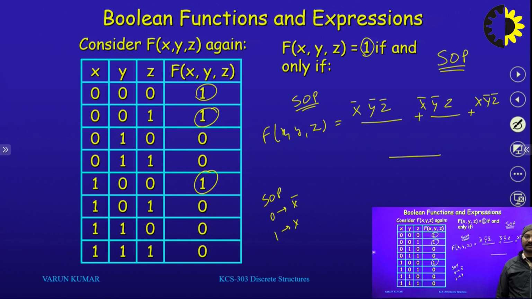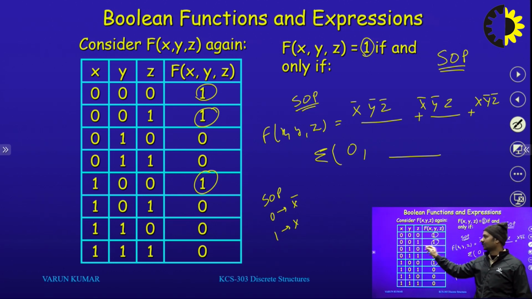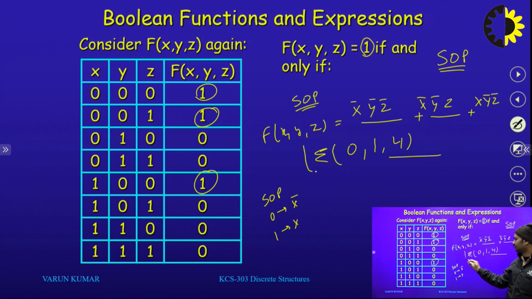It is also known as minterms. We can also write it in summation form: our function value comes 1 on 000, which is decimal equivalent 0. Then the next one is 001, which is decimal equivalent 1. This is 100, which is decimal equivalent 4. So we convert these binary numbers into decimal numbers, and we can write this particular expression as a summation, that is sum of 0, 1, 4. It is also known as minterms.